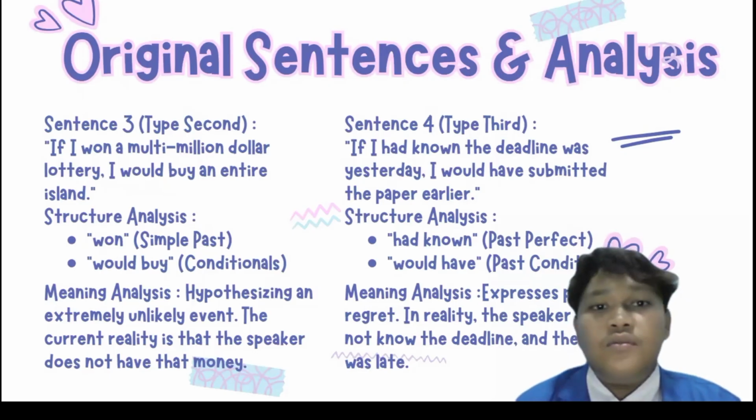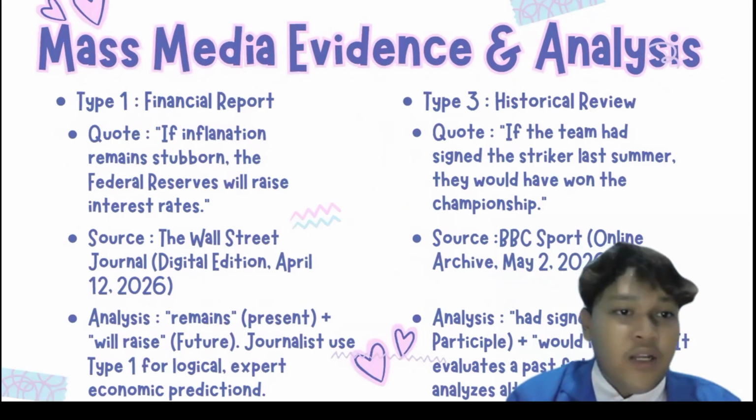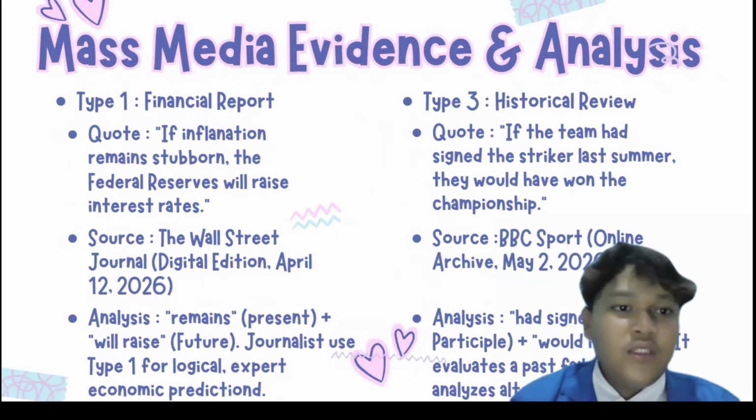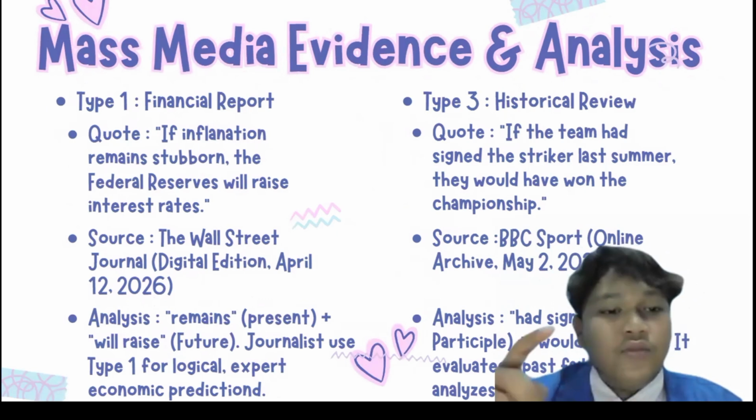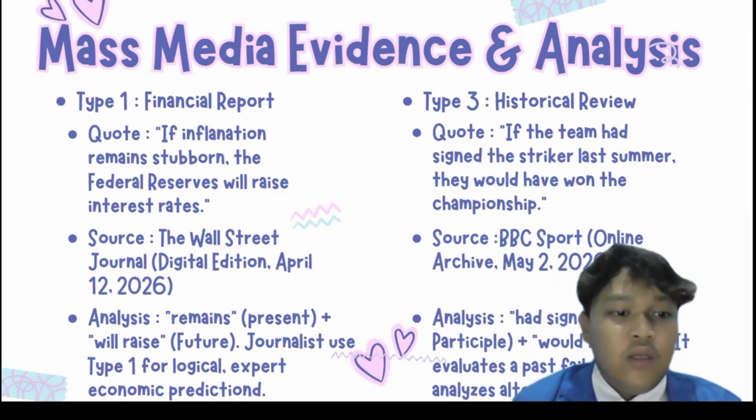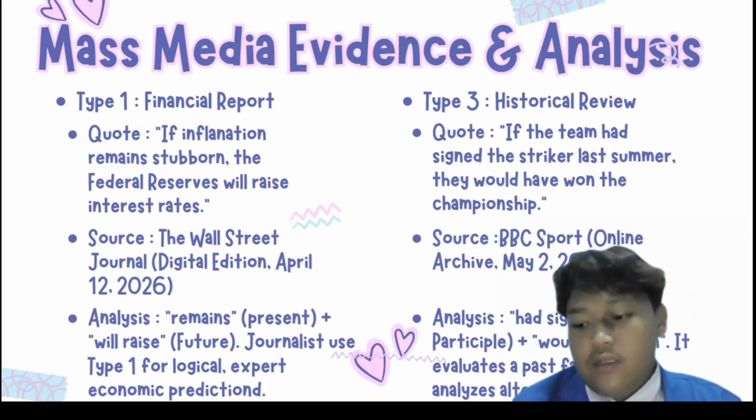And this is the mass media section and the analysis. For type 1, a financial report. The quote is, if inflation remains stable, the Federal Reserve will raise rates, from the Wall Street Journal digital edition on April 12, 2026. The analysis is remains in the present plus will raise in the future. Journalists use type 1 for logical, expert economist predictions.